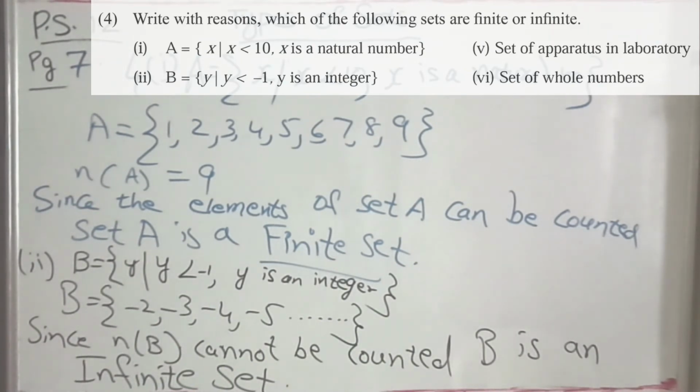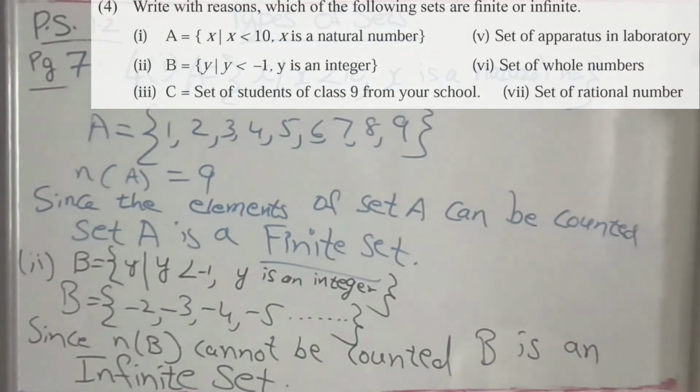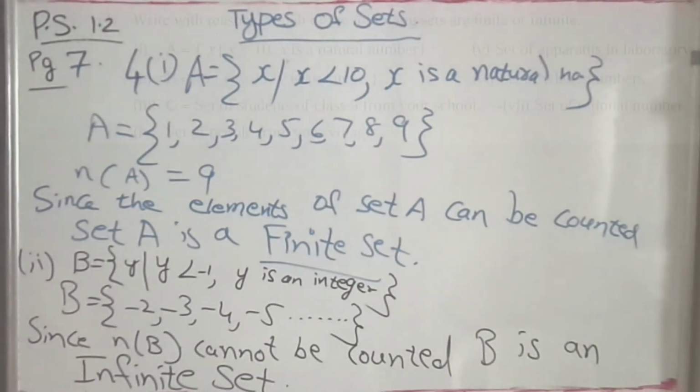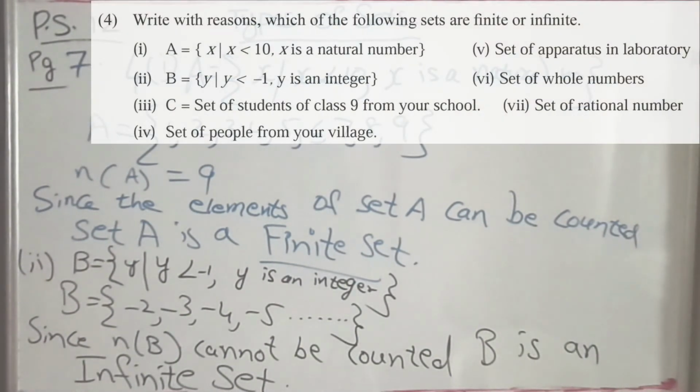Third sum, C is the set of students of class 9 from your school. Now in your class 9A there might be 60 students, 9B 61, 9C 63 and 9 Sanskrit 50. You are able to count the number of students of 9th standard of your school. So set C is a finite set. Next, set of people from your village. This also can be counted, so it's a finite set.